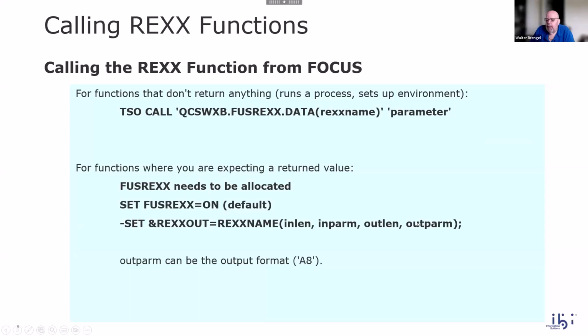Out parm should be just the format. So in this case, if I'm expecting 8 characters back, the out length should be 8, and the output parm should be tick, 8 tick.